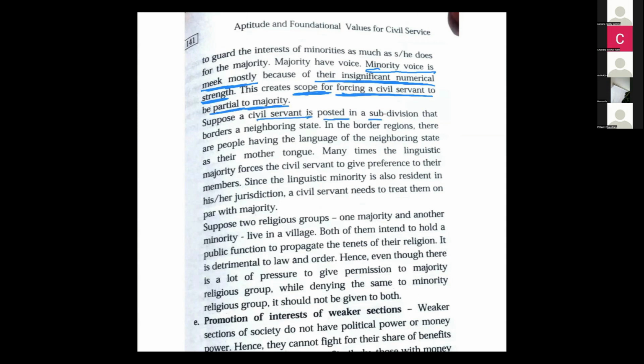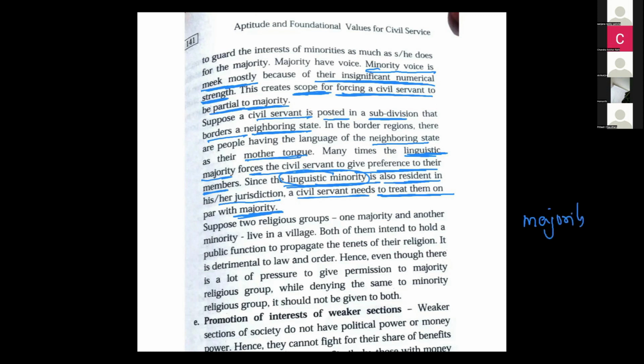Suppose a civil servant is posted in a subdivision that borders a neighboring state. In the border regions, there are people having the language of the neighboring state as their mother tongue. Many times the linguistic majority will force the civil servant to give preference to their members. Since the linguistic minority are also residents in his or her jurisdiction, a civil servant needs to treat them on par with the majority. You have to equally treat the majority and also the minority.